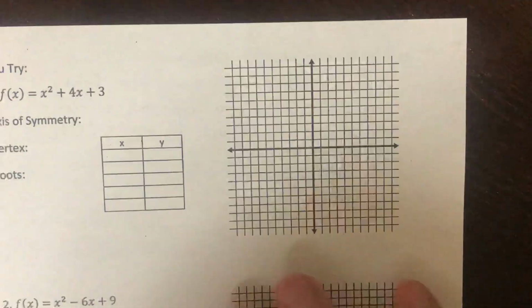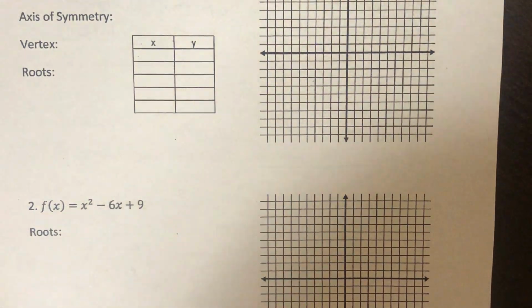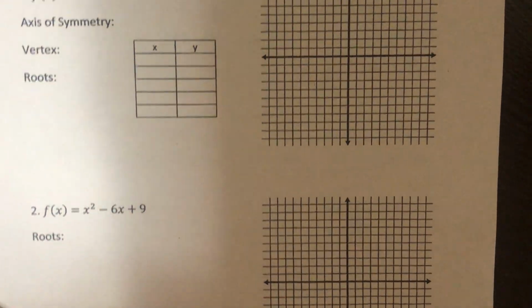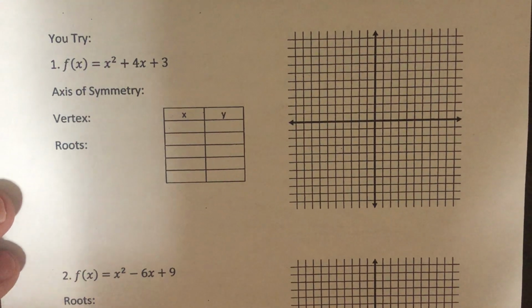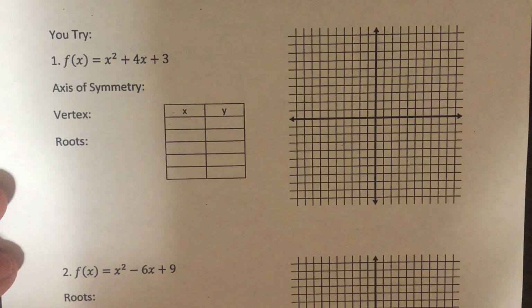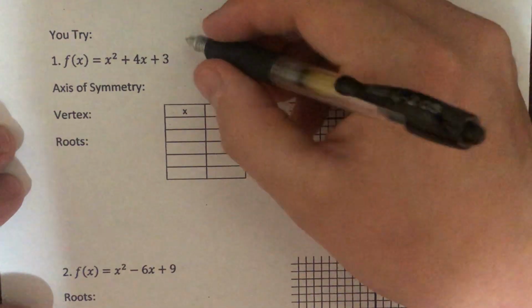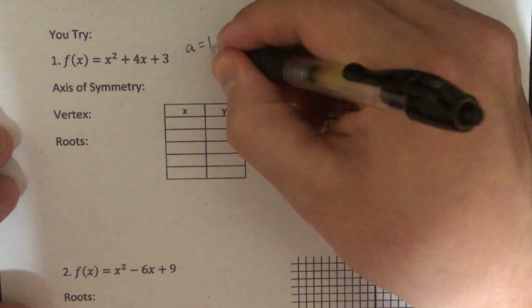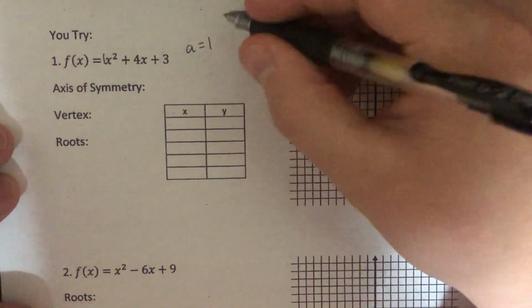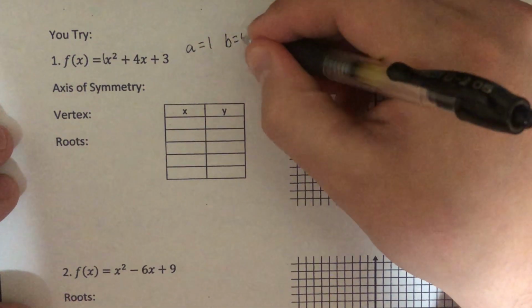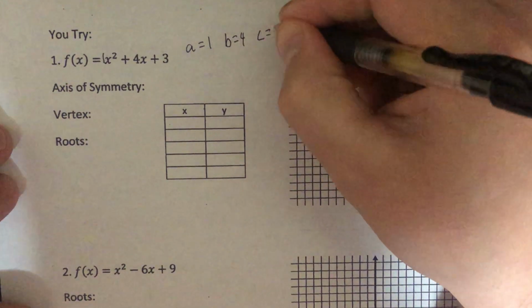Next page. So, for us to do these, our process is going to be to first graph the equation. So we have to use all the steps that we did the other day. First step, identify a, b, and c. A is equal to 1, that's the coefficient of x squared. B is equal to 4, and c is equal to 3.